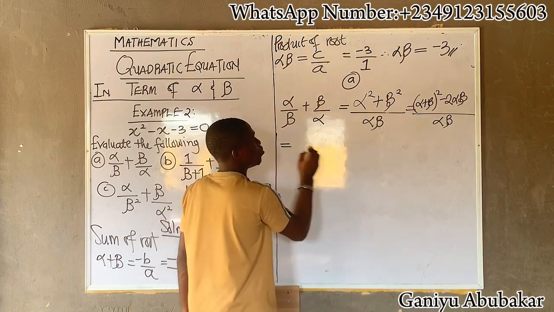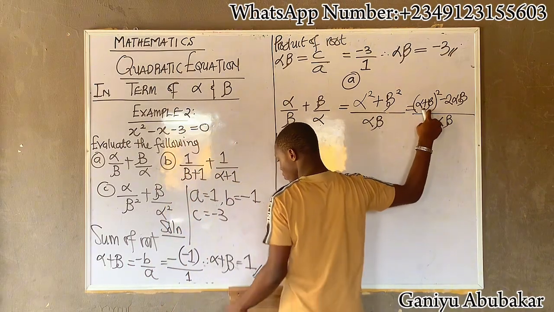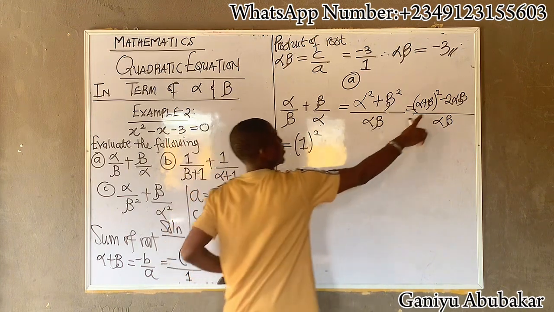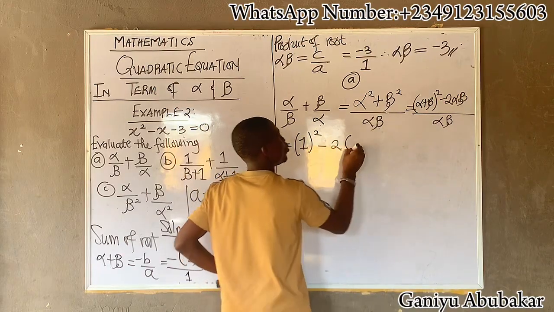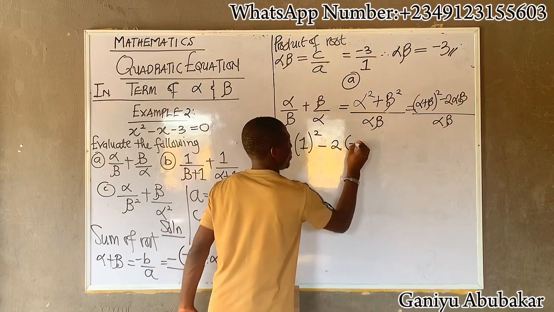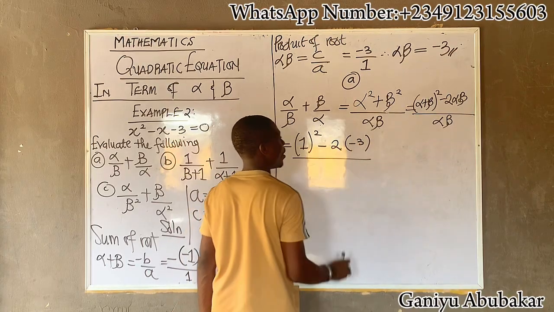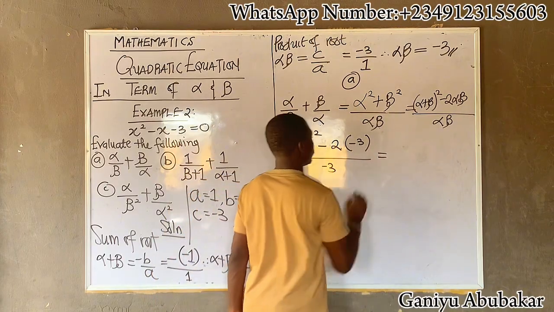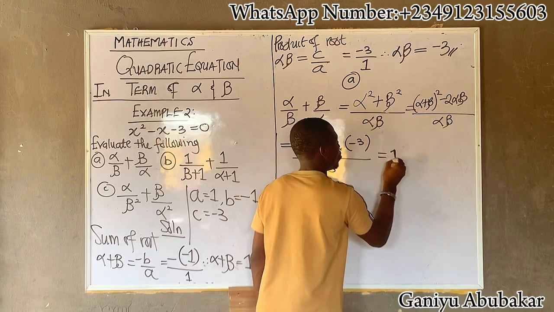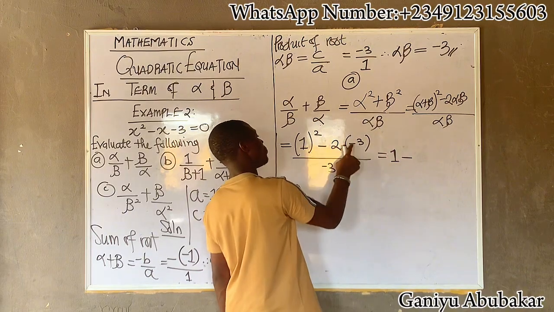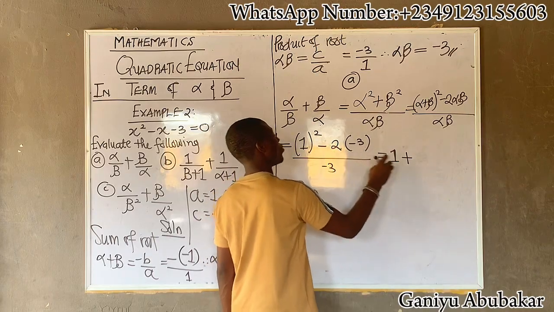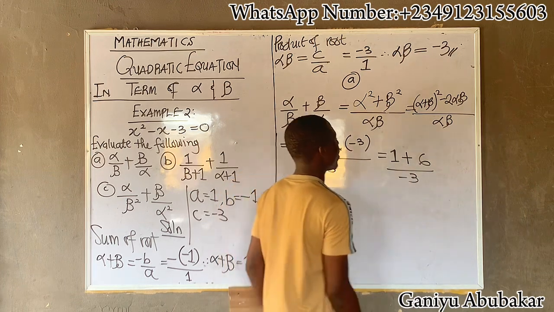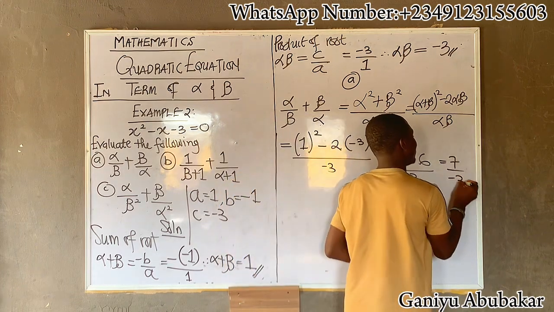From here, this is now equal to alpha plus beta, which is of course 1. That's 1 all squared minus 2 into what's alpha beta? Minus 3. So minus 3, all over alpha beta, which is of course minus 3. This is now equal to 1 squared, which is of course 1, minus times minus is plus. 2 times 3 is what? Is 6, all over minus 3. From here I'll have 7 over minus 3.